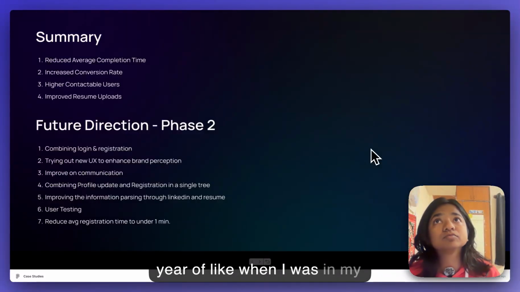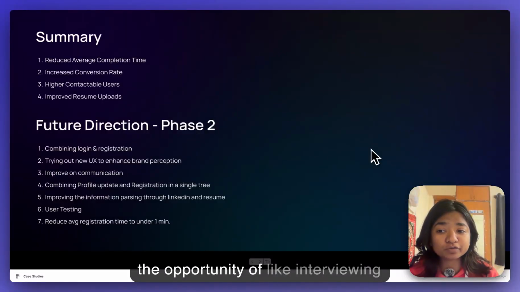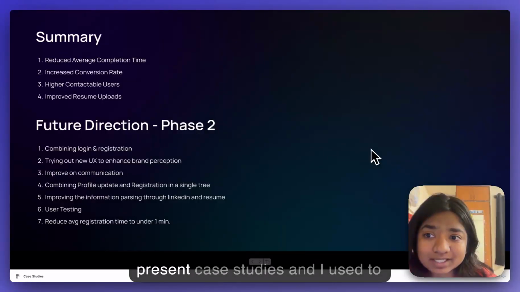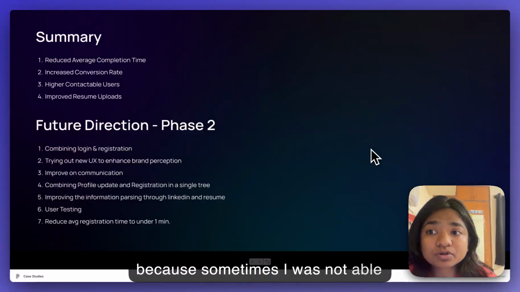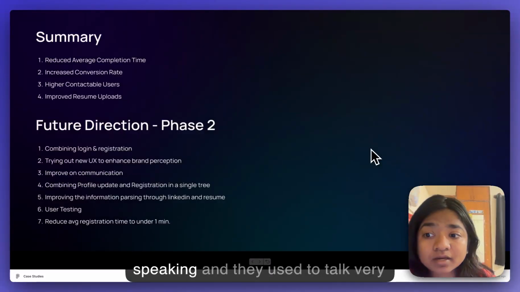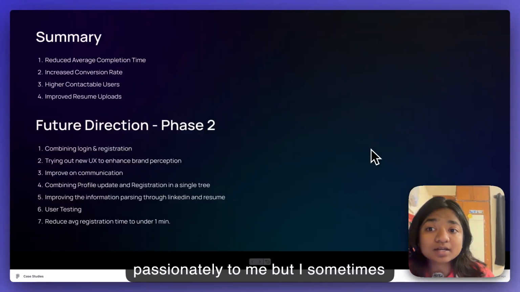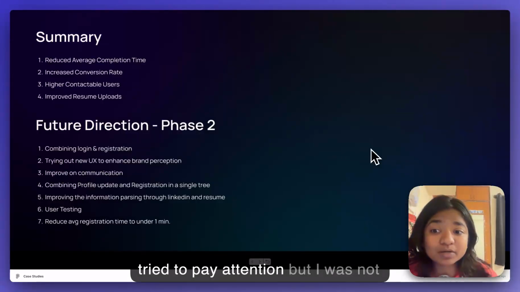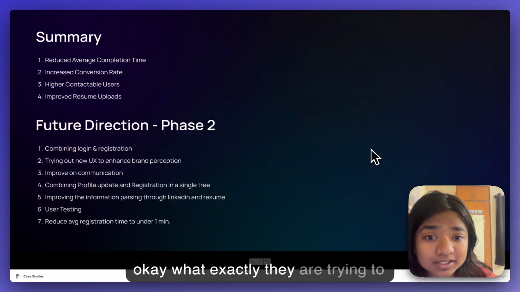So in my second year of working, I had the opportunity of interviewing a couple of interns, and they used to present case studies, and I used to get lost during the case study, because sometimes I was not able to understand what they were speaking. They used to talk very passionately to me, but I sometimes couldn't pay attention. I tried to pay attention, but I was not getting to understand what exactly they were trying to do.